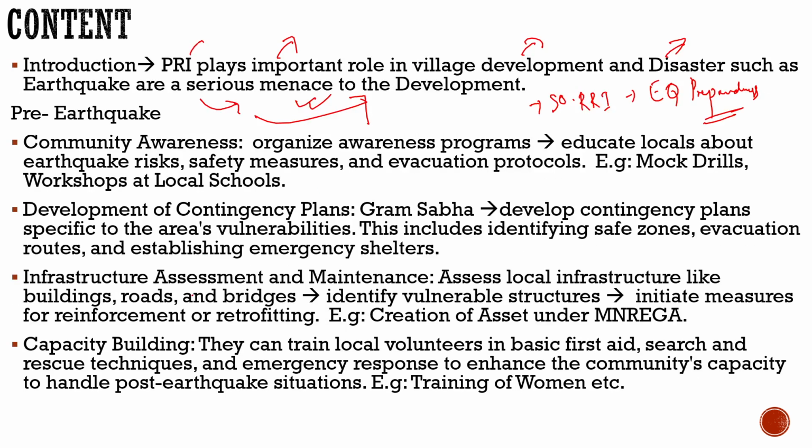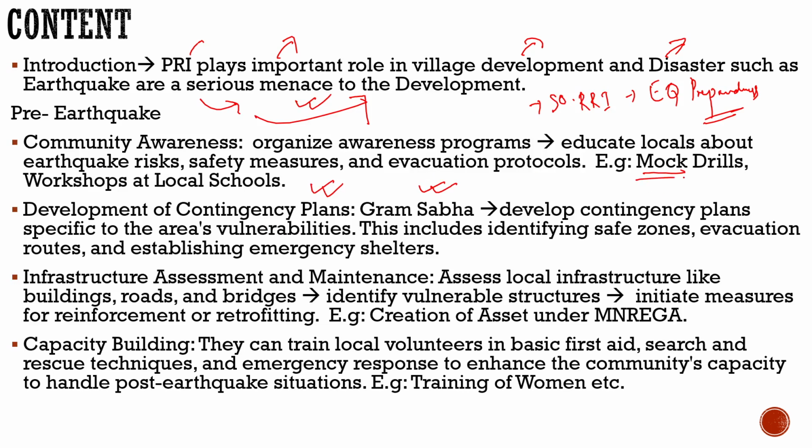Now, let's start with pre-earthquake. In pre-earthquake, what PRIs can do is community awareness. We have seen that Panchayati Raj institutions such as Gaon Panchayat, Gram Sabha, and Anchalik Panchayat try to form a partnership with the school and educate all the children of the school about earthquake related issues, isn't it? So this comes as the first one, that is community awareness.